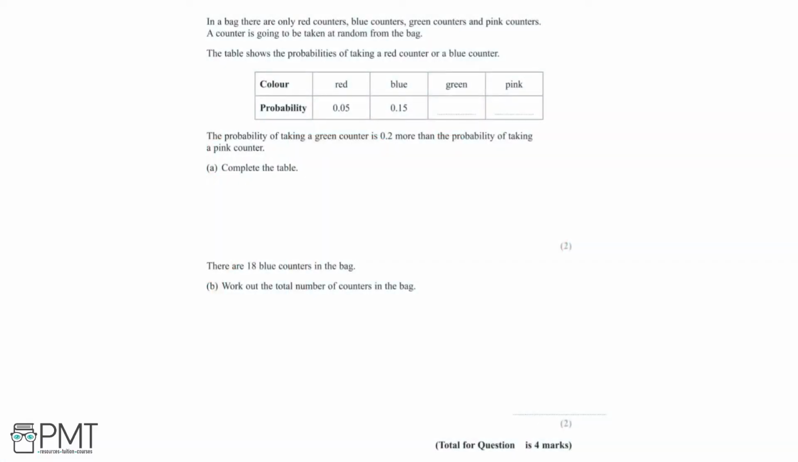In this question, we're told that in a bag there are only red counters, blue counters, green counters, and pink counters. A counter is going to be taken at random from the bag. Now the table below shows the probabilities of taking a red counter or a blue counter. We're also told that the probability of taking a green counter is 0.2 more than the probability of taking a pink counter. And in part a, we need to complete the table of probabilities.